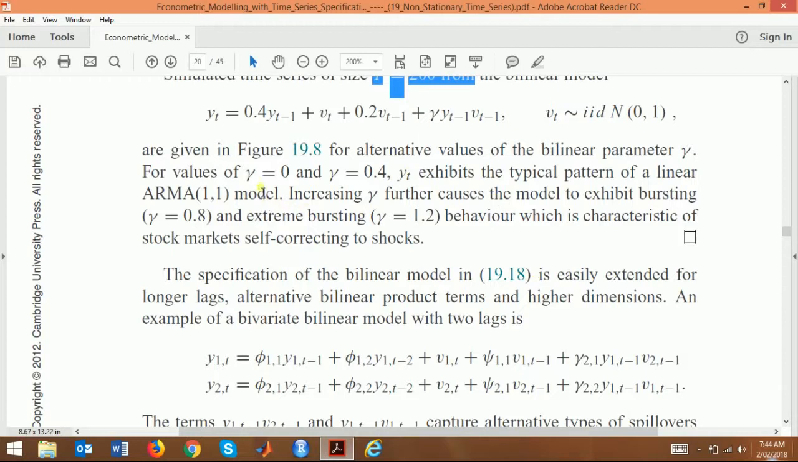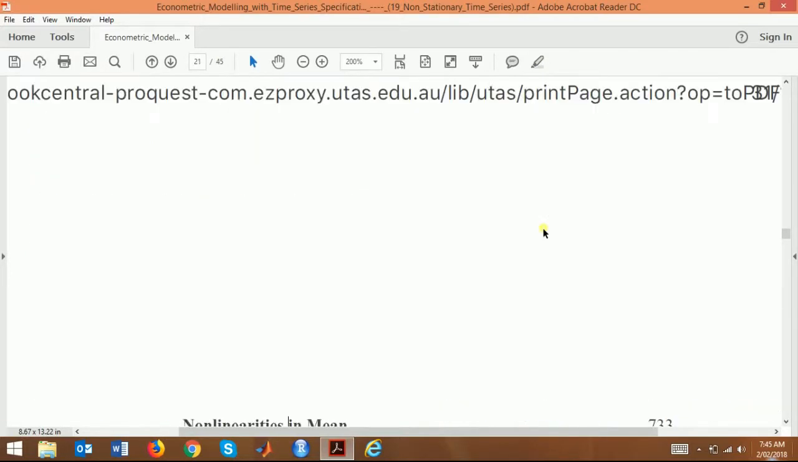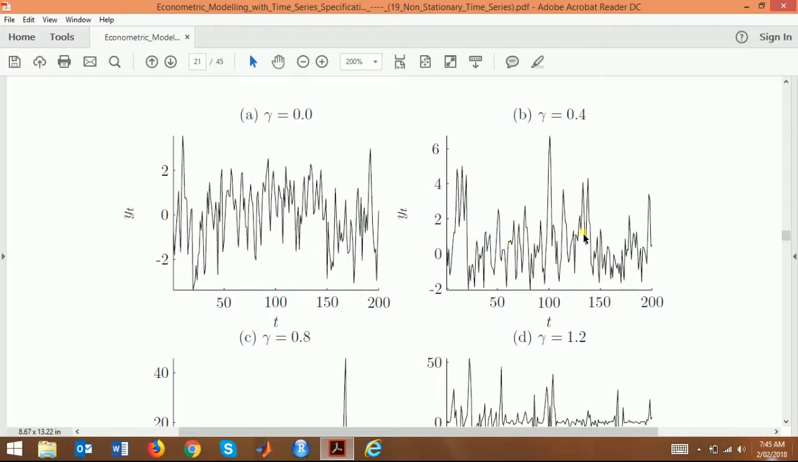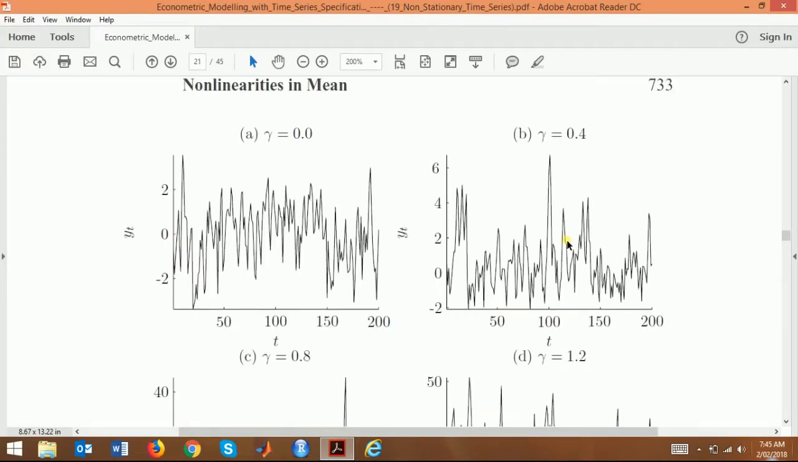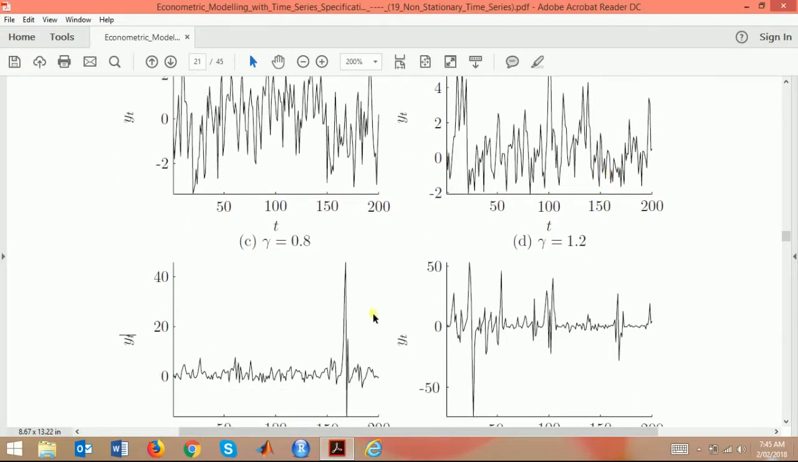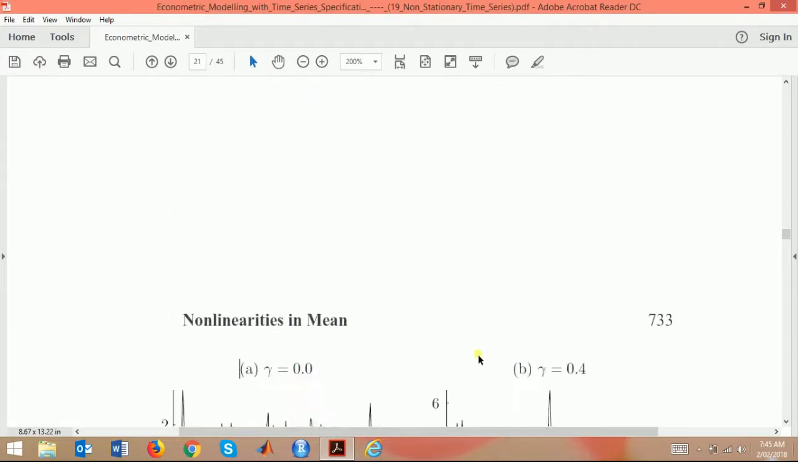For gamma equals 0 and gamma equals 0.4, the data exhibit the typical pattern of a linear ARMA model. Increasing gamma further causes the model to exhibit bursting and extreme bursting behavior, which is characteristic of stock market self-correcting to shocks. Very interesting. So for lower order gamma values, we have the typical pattern of linear ARMA models. But for higher order gamma values, we see bursting behavior, stock market bubbles. So whenever shocks are generated, they are self-corrected.